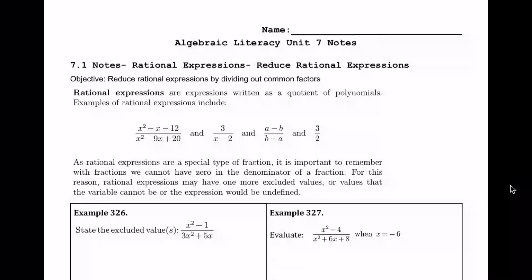For Unit 7, we're going to be looking at what are called rational expressions. And today we're specifically going to be reducing or simplifying rational expressions. So, a quick definition: rational expressions are just expressions that can be written as the quotient of polynomials. Here are some examples. Basically, another way to say a rational expression is just something written as a fraction.